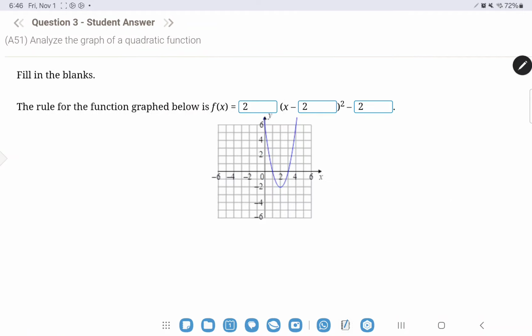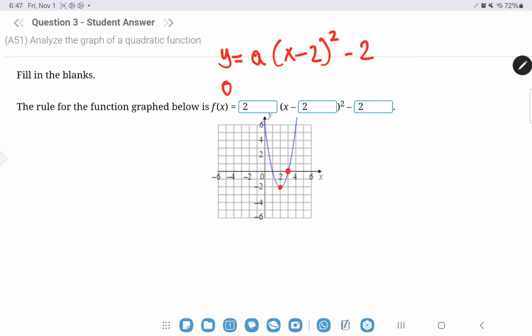Next question. We need to find the rule for the graph, which is the exact same thing we did now. So you find your vertex, which is (2, -2). So y, or f of x, equals a times (x minus 2) squared plus negative 2, which is minus 2. Now we need to find a again. You take any easy point. The easiest point you could probably choose is (3, 0).